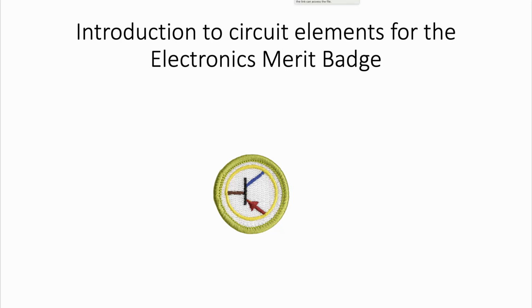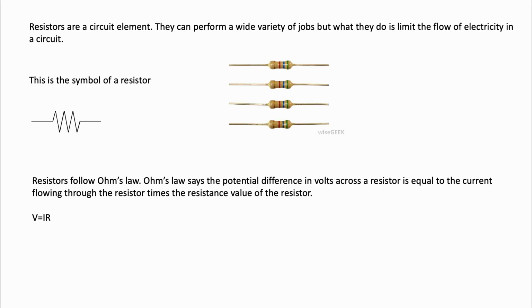In this short video, I just wanted to introduce the circuit elements for the electronics merit badge. There's not going to be any worksheet or anything associated with it. It's just so that when you show up, you have some idea about what the different elements are that go into a circuit. And the first one is a resistor.